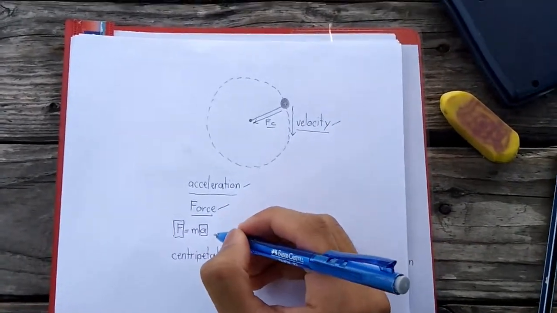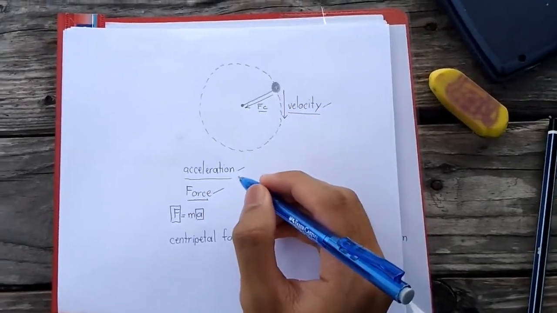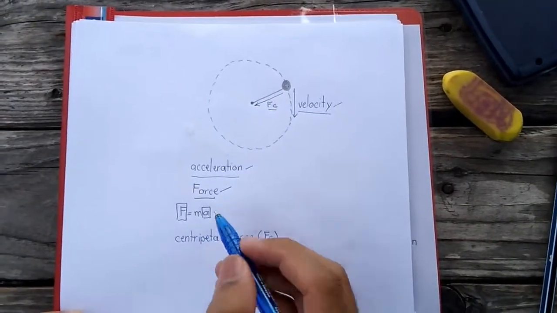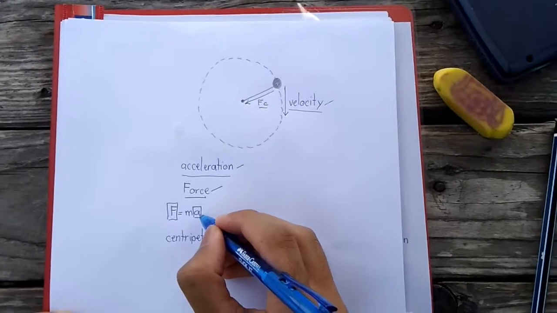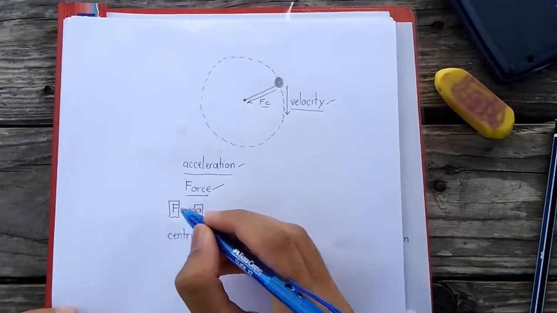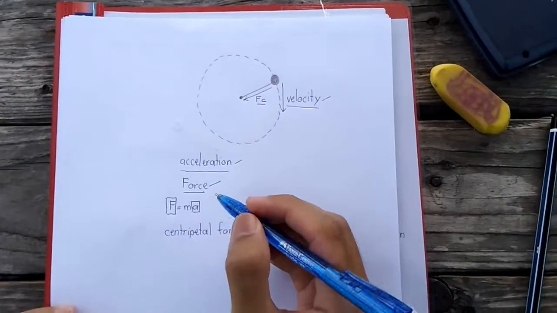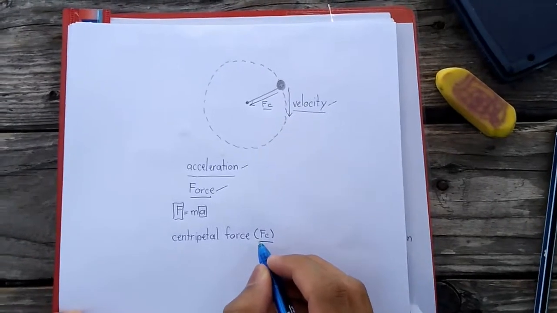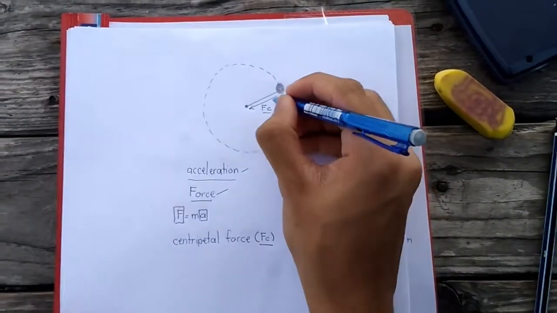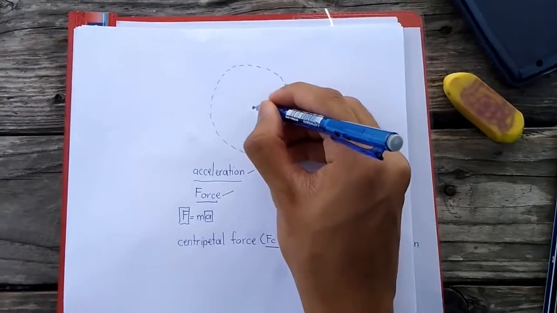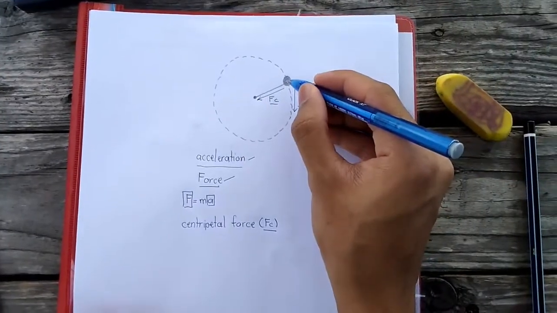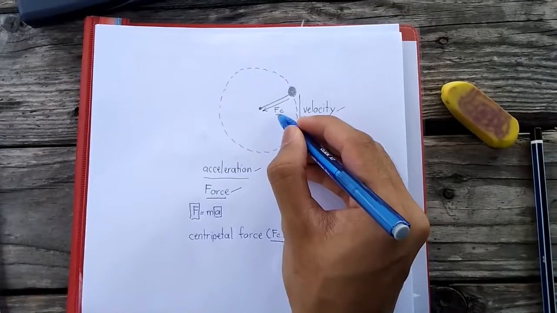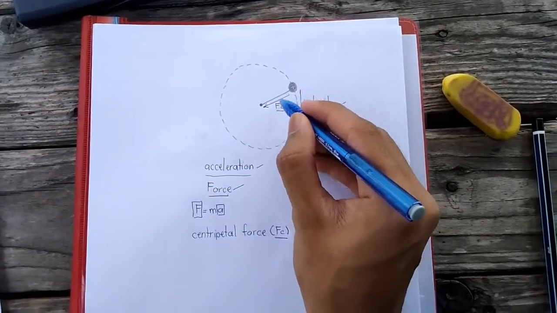From Newton's second law, it states that force equals mass times acceleration. That means if we have acceleration, we also have force. The force on the object is called centripetal force, or FC. This FC always points toward the center of the circle. So to make sure the object moves in the circular path, the centripetal force FC must be applied.